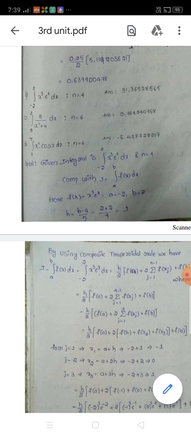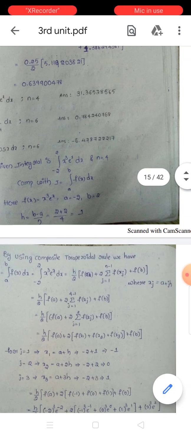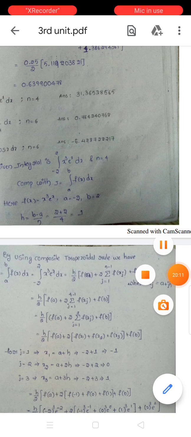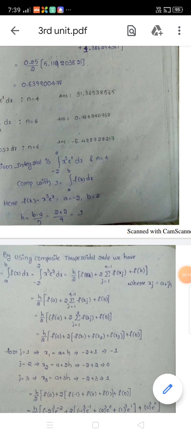I equals integral a to b f of x dx equals integral minus 2 to 2 x cube e power x dx equals h by 2 into [f of a plus 2 into summation j equals 1 to n minus 1 f of xj plus f of b], where xj equals a plus jh, equals h by 2 into [f of a plus 2 into summation j equals 1 to 3 f of xj plus f of b], equals h by 2 into [f of a plus 2 into (f of x1 plus f of x2 plus f of x3) plus f of b].